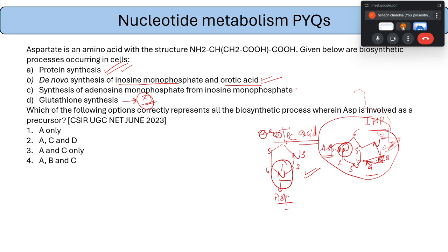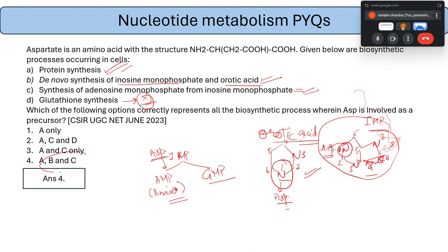And going to option 3, synthesis of adenosine monophosphate from inosine monophosphate. When inosine monophosphate is formed, it converts to adenosine monophosphate and guanosine monophosphate. Adenosine monophosphate requires an additional amino group at the sixth position. That is provided by the aspartate residue. So option C is also correct. So the correct option is option D, that is A, B, and C.